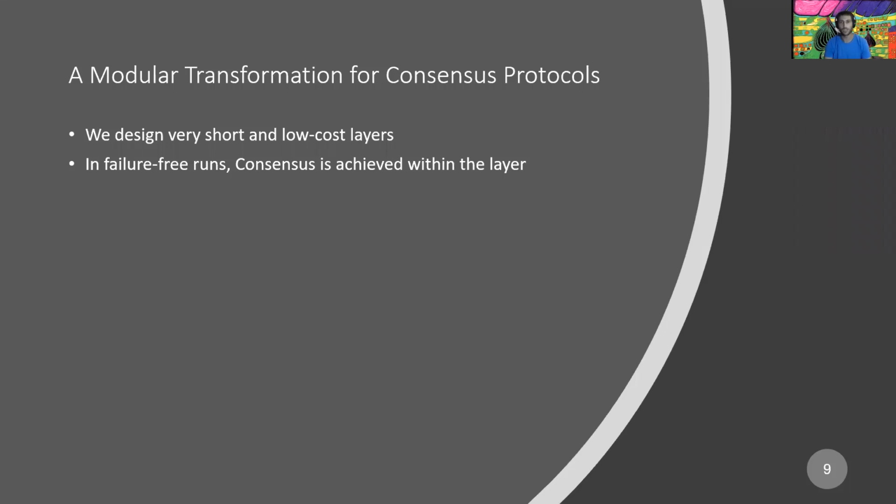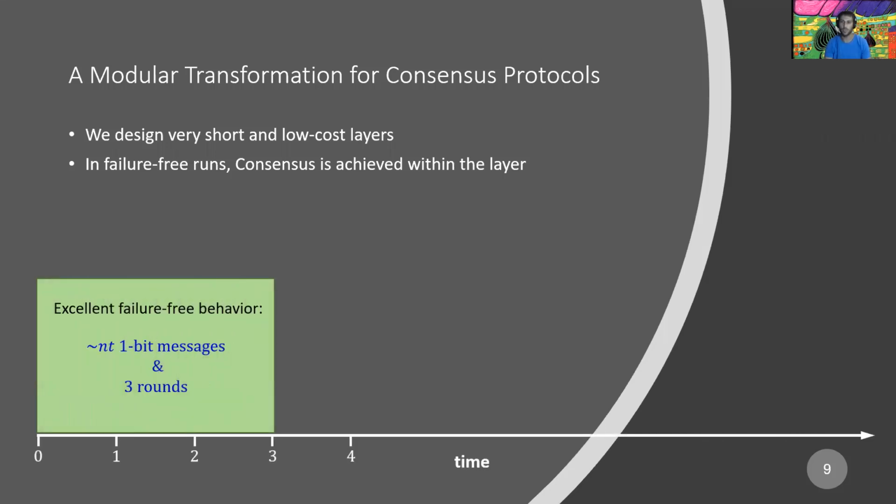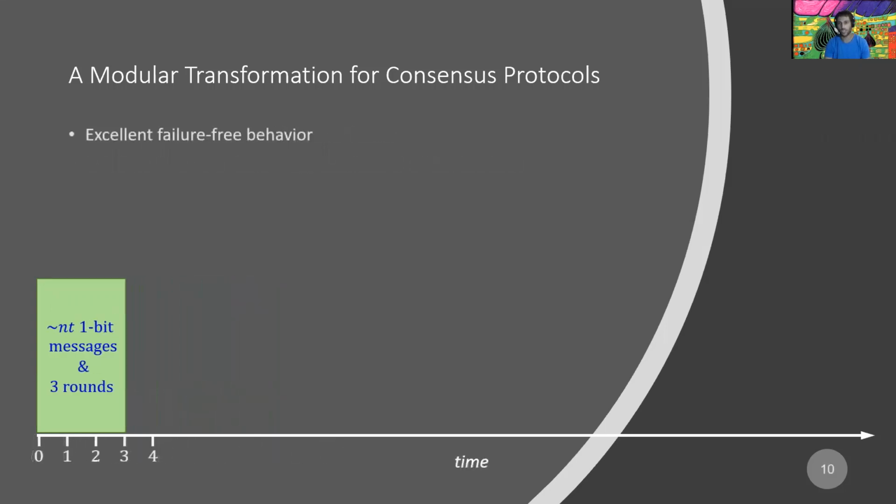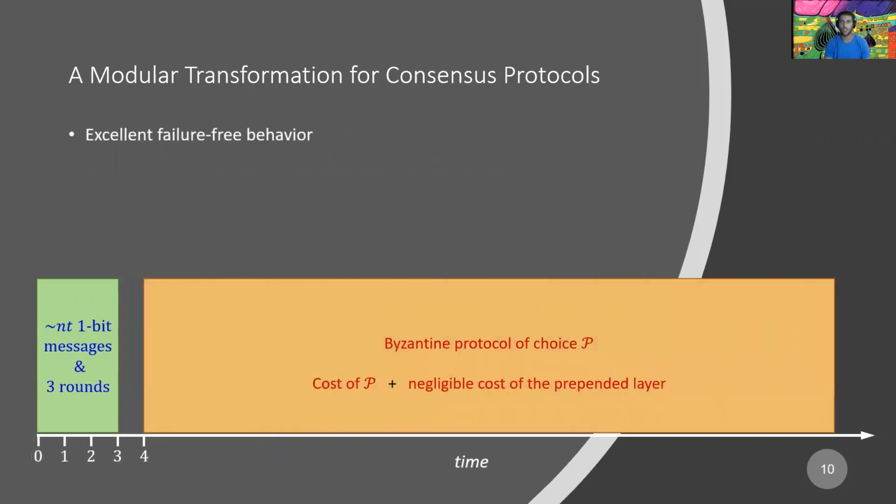In our work, we present a modular way to transform any Byzantine consensus protocol to one that is efficient in failure-free executions. We do this by designing very low-cost layers consisting of only 3 or 4 rounds that will solve consensus if no failures occur. When failures do occur, control is transferred to a Byzantine consensus protocol of choice. The result is a solution that is extremely efficient if no failures occur, and in case of failures, adds only a low overhead to the cost of the Byzantine consensus protocol used.